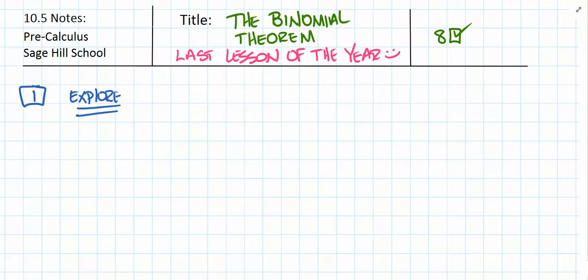So here is what I'd like you to do. First of all, what is a binomial? Anybody know? Yep, x plus 1 times x plus 2. Two terms. This is a binomial, right?